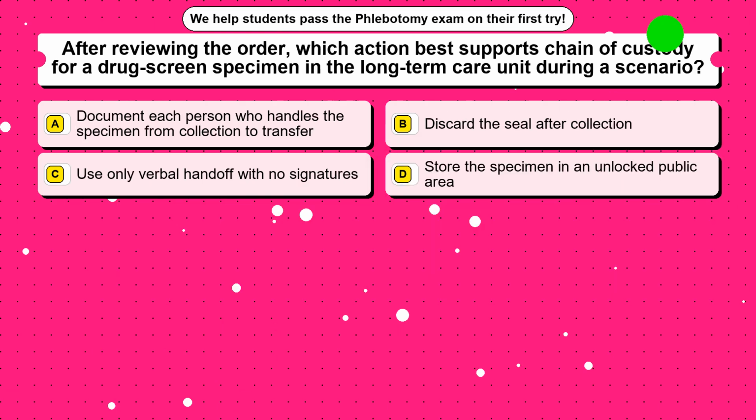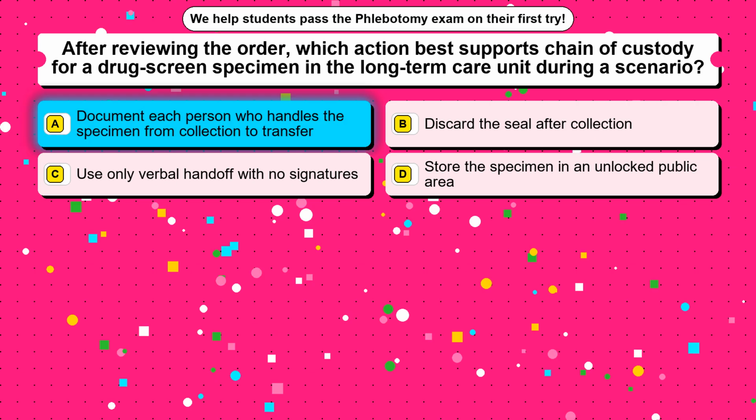Question 80. After reviewing the order, which action best supports chain of custody for a drug screen specimen in the long-term care unit during a scenario? Option A. Document each person who handles the specimen from collection to transfer. Option B. Discard the seal after collection. Option C. Use only verbal handoff with no signatures. Option D. Store the specimen in an unlocked public area.